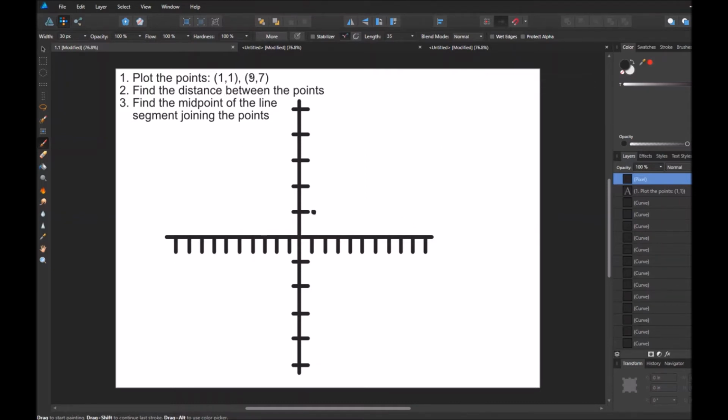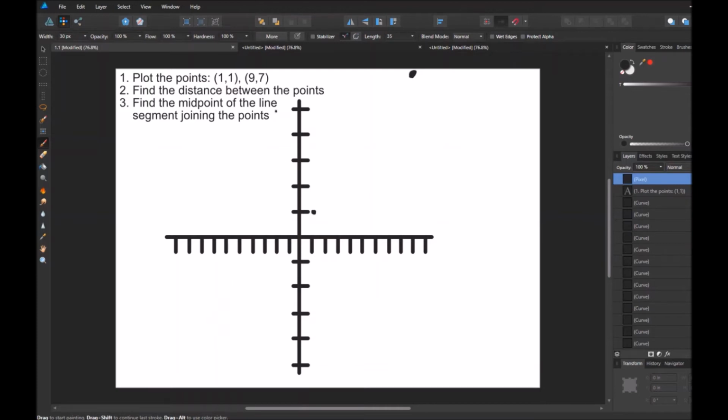Then the second point is 9, 7. So we go to the right 9 spaces from the origin, all the way here. And then we go up 7 spaces from that point. So it will be kind of off the graph a little bit, because this point is 9, 5 here. So we just have to go 2 more, which would be about there, is my estimate.